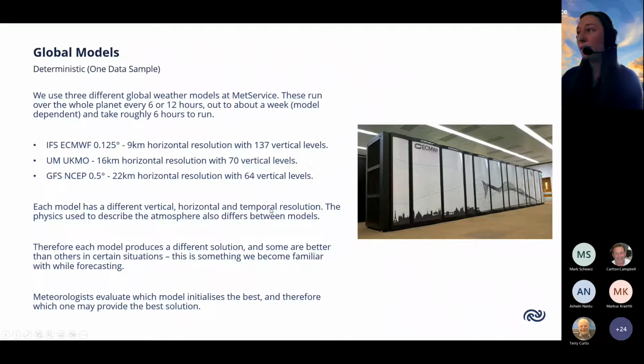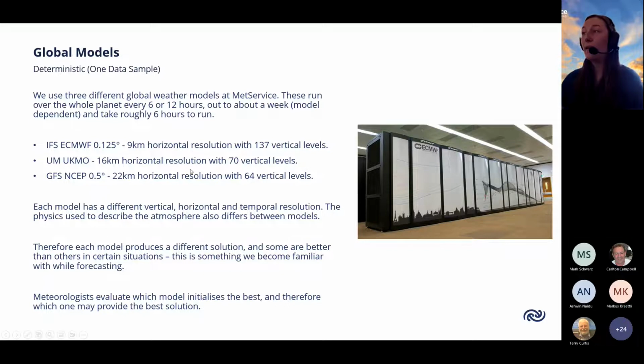So at Met Service, we use 3 different global weather models. And when I talk about these global weather models, I'm talking about what we call a deterministic. So this model is a single data sample of the atmosphere run through a model. They run almost across the whole planet about every 6 to 12 hours out to a week, but that depends on the model. And they take a long time to run, about 6 hours. So some of the world's largest supercomputers are running weather models.